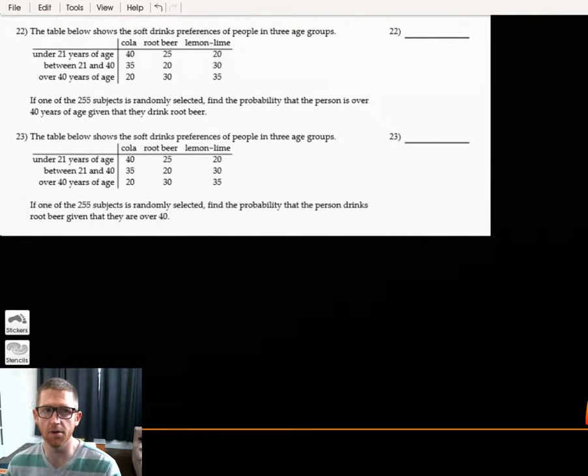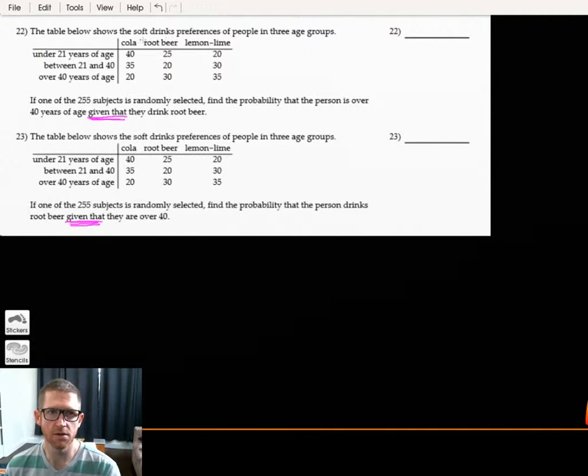Okay, another probability distribution set of questions, focusing on the idea when you know something is true and you're trying to find the probability within that subgroup. And it all hinges on one small statement: "given that." So we're going to read these two problems and focus on that little statement.